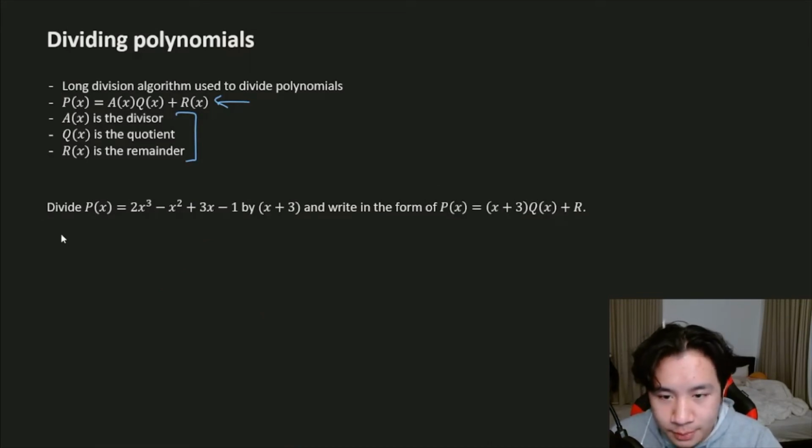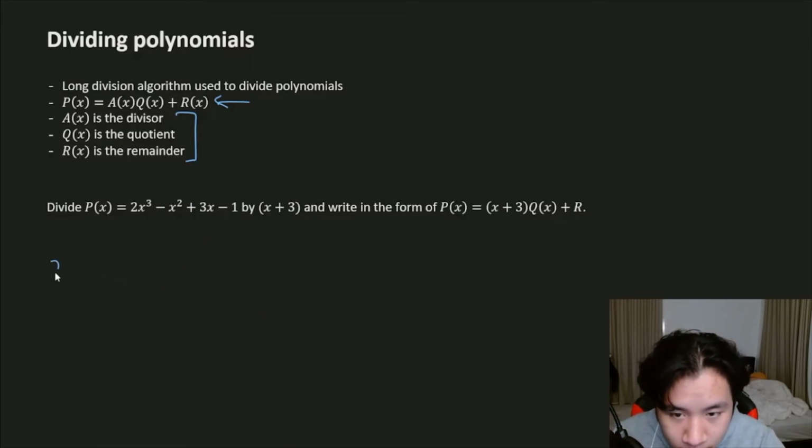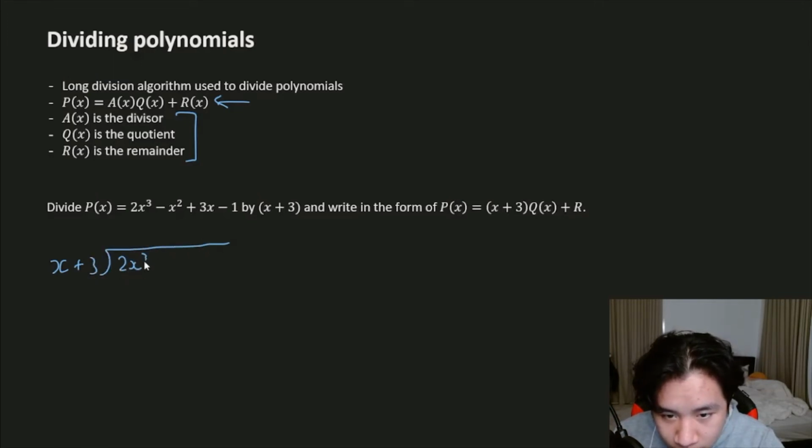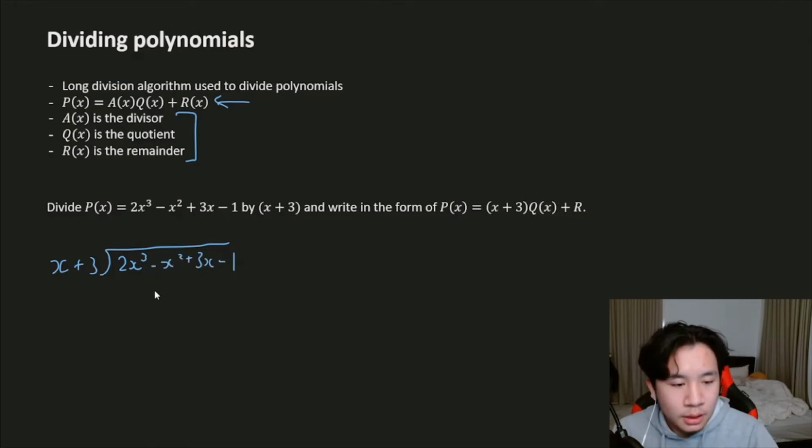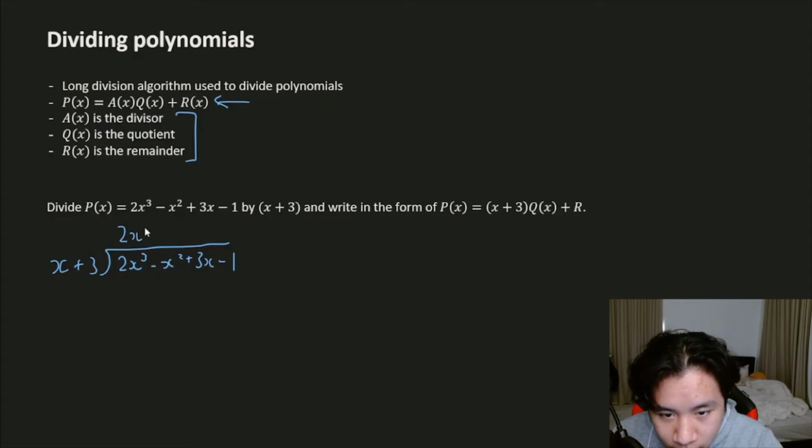All right, so let's go through another example. I'm going to be writing the same division, so x plus 3 goes here. 2x cubed minus x squared plus 3x minus 1. All right, so same algorithm. You just want to divide 2x cubed with the highest power, which is x. So 2x cubed divided by x, that just gives you 2x squared. And then you want to times whatever you had here into the divisor. So 2x squared times x, that just gives you 2x cubed. And then this times this, that just gives you plus 6x squared.